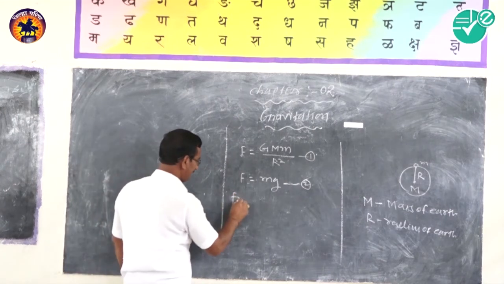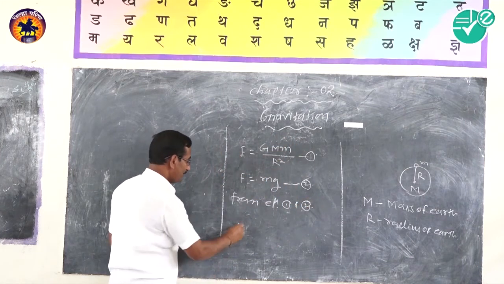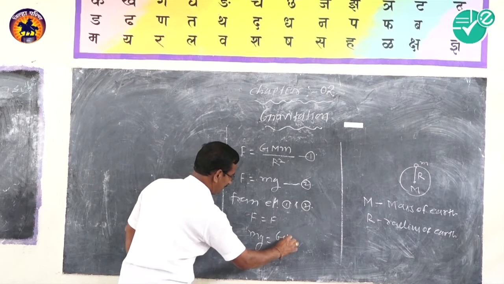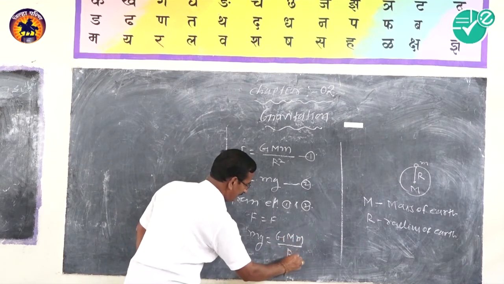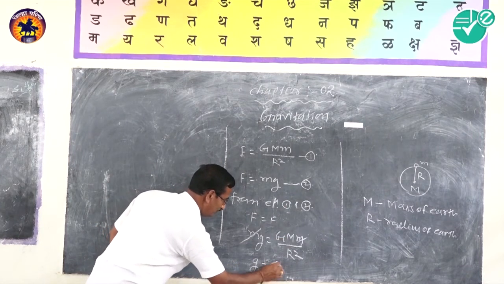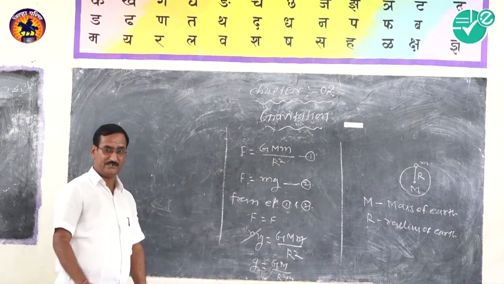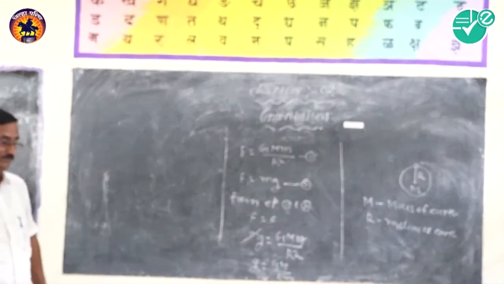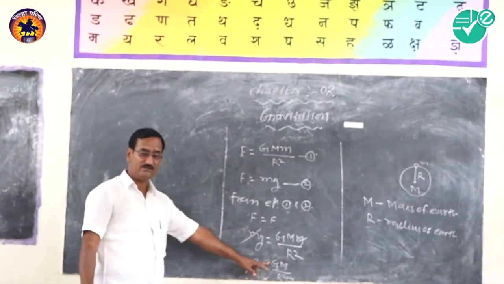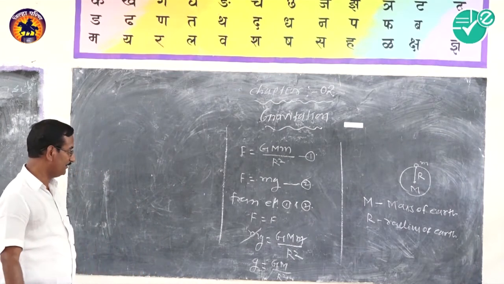Then from equations 1 and 2, we get mg is equal to G capital M small m divided by R square, where small m gets cancelled and g is equal to capital G capital M by R square. That is the acceleration due to gravity on the surface of Earth, where capital G is the gravitational constant, capital M is the mass of the Earth, and capital R is the radius of the Earth.